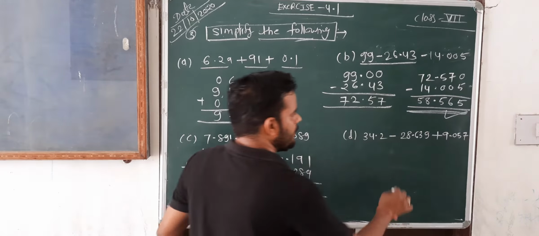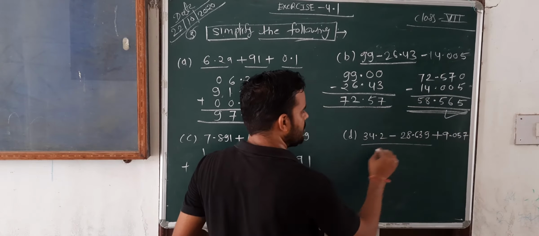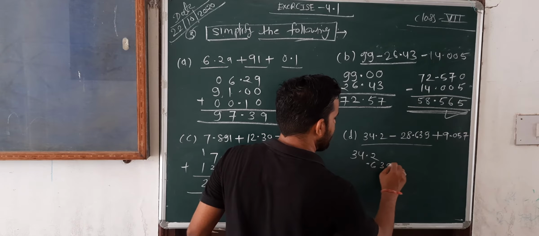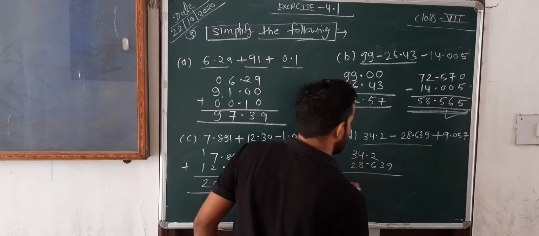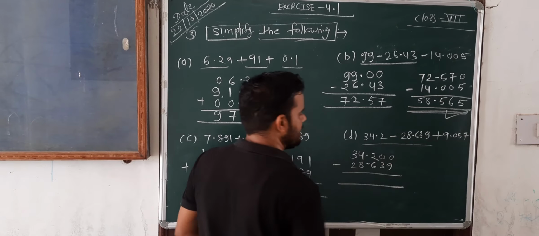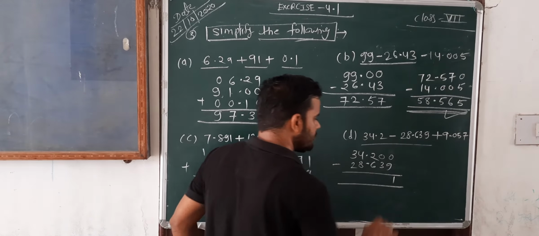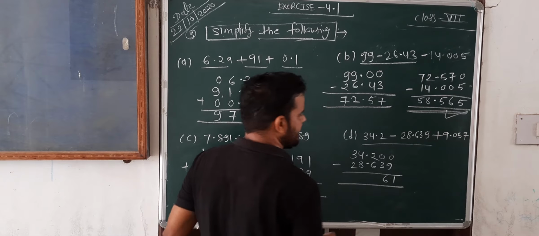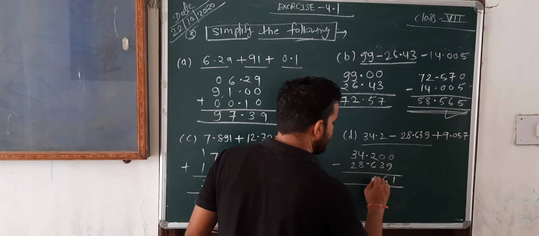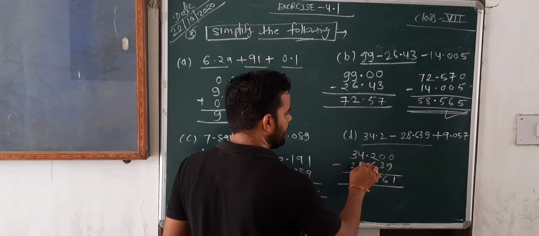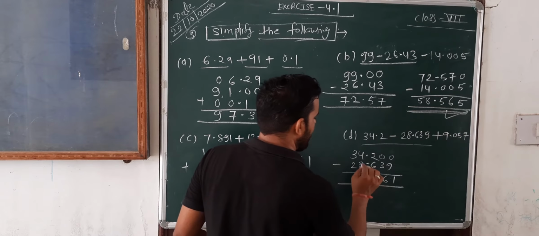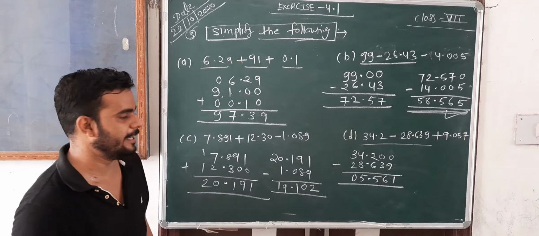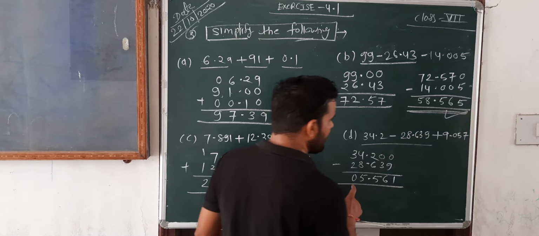So the next one, just see both are negative, so you just subtract 34.2 minus 63.982. Subtract both of these, so 0 and 0. So 10 minus 9, then 1. Afterwards 9 minus 3, then 6. Afterwards 11 minus 6, then 5. Then 13 minus 8, then 5. Afterwards 2 minus 2, then 0. So the answer is 5.561. But this is not the final answer.